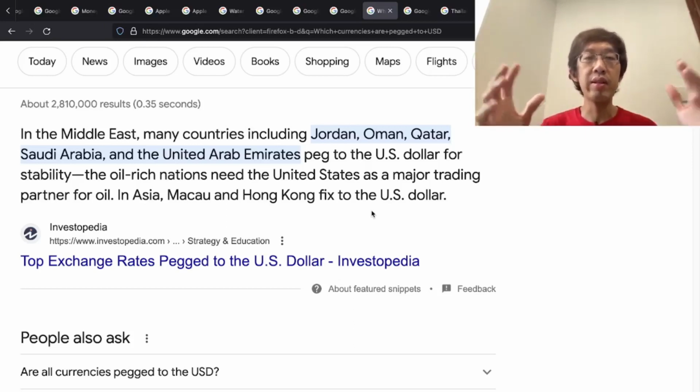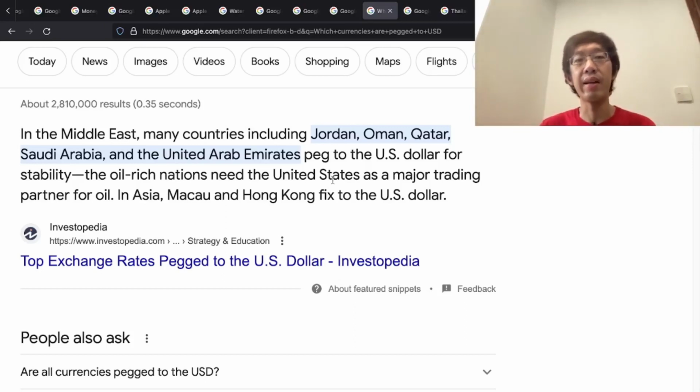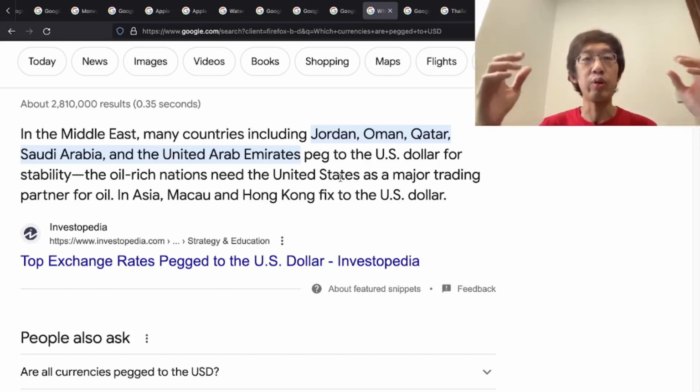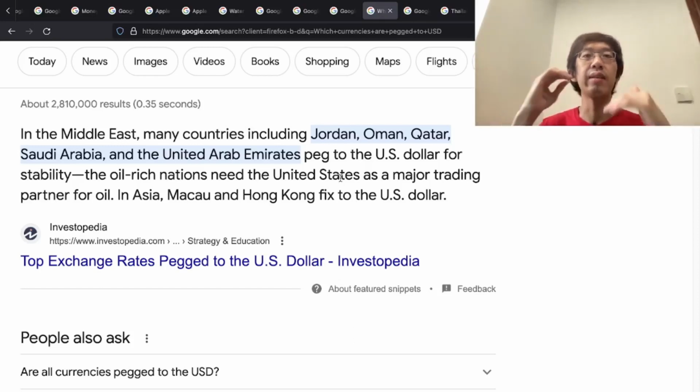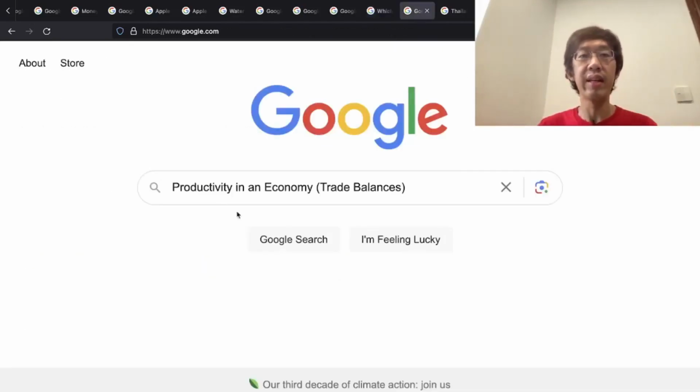If you know this, you know how to be profitable in forex trading. Just remember this: a lot of countries are going to peg against the US dollar to some extent to stabilize their currencies. And I'm going to tell you a very important reason. Let's look at reason number one: productivity in an economy or trade balances.